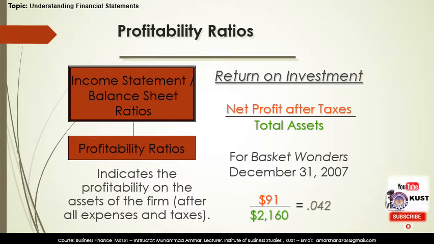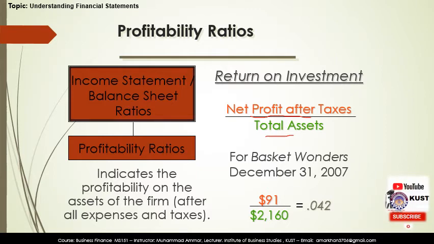So the next ratio for profitability ratio is return on investment, right? Return on investment is the net profit after tax divided by the total asset. This ratio is the so-called income statement and balance sheet ratio because the total asset is your balance sheet item and your net profit after tax is your income statement item for Basket Vendor for the year 2007.